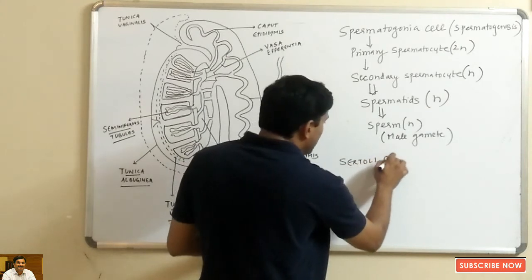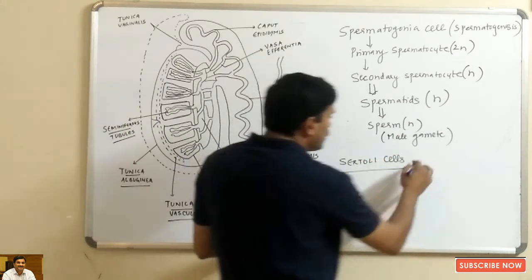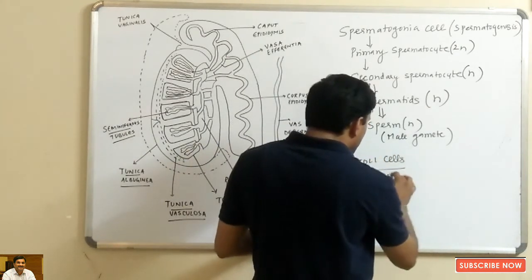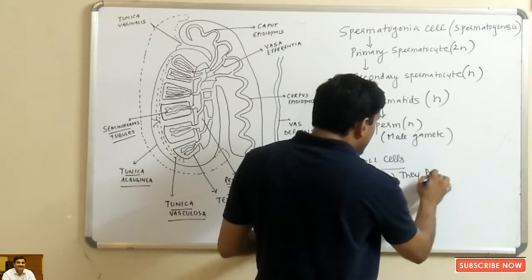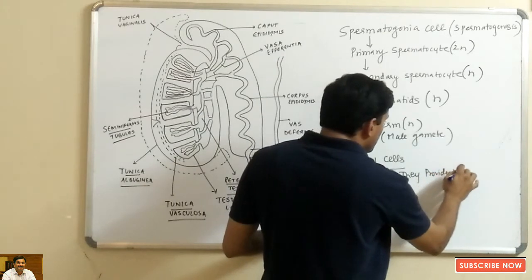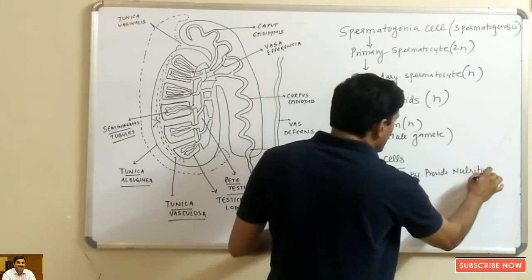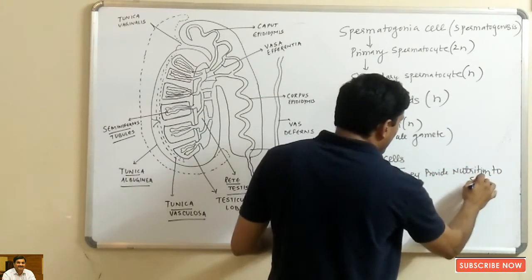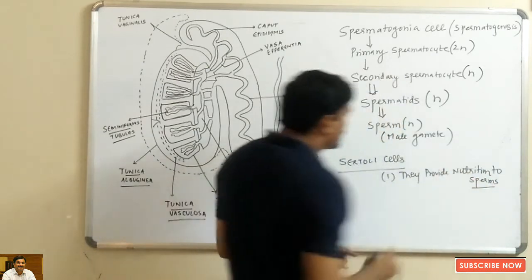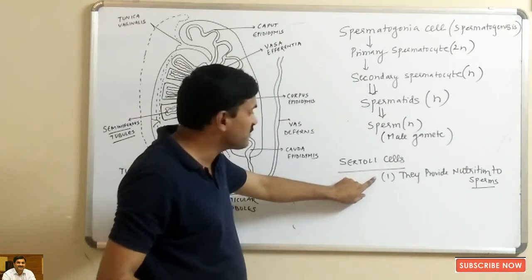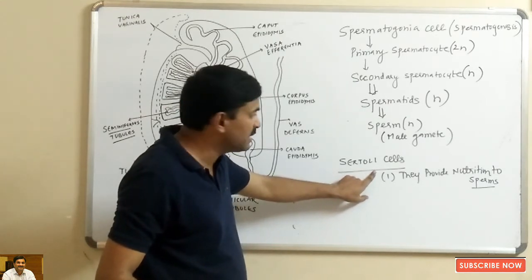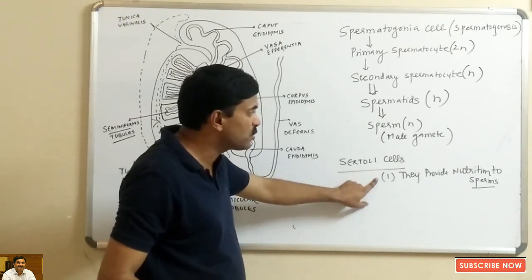The other cells are the Sertoli cells, right? So Sertoli cells have two functions. The very first function is that they provide nutrition to the sperms. That's why the Sertoli cells are also called nurse cells, because they provide nutrition to the sperm.